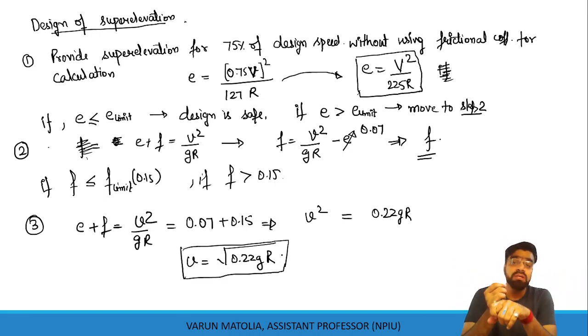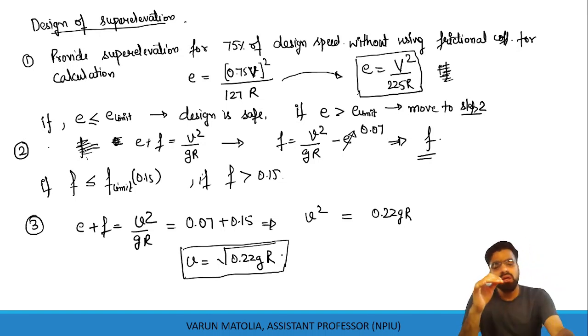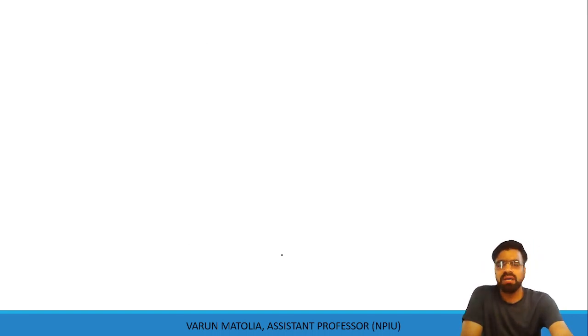But if this frictional component also exceeds, we don't have any other option, we have to change the velocity. So we will calculate the design velocity by putting the limiting values of friction and super elevation. So this is how we'll design the super elevation. So how is this super elevation provided? Let's do a quick question and then we'll understand how these things are happening.